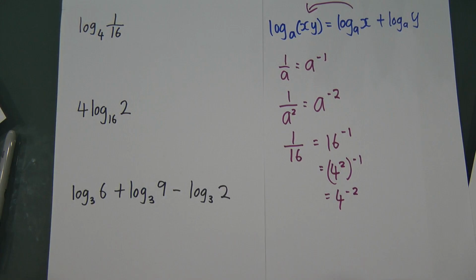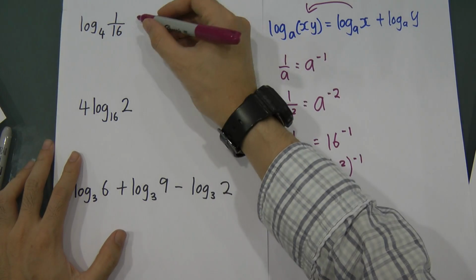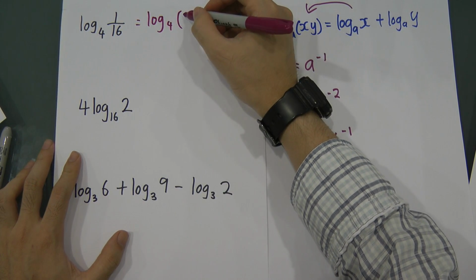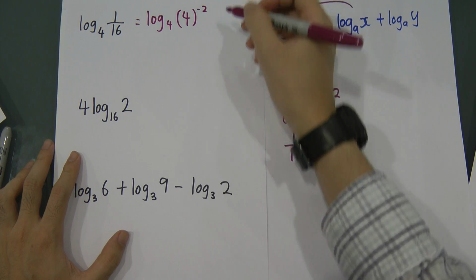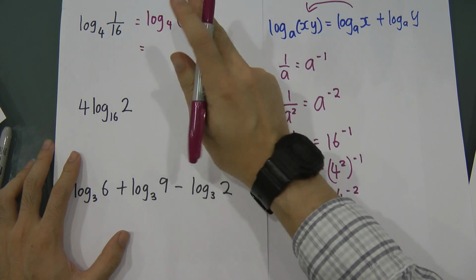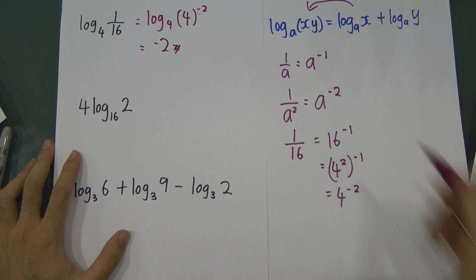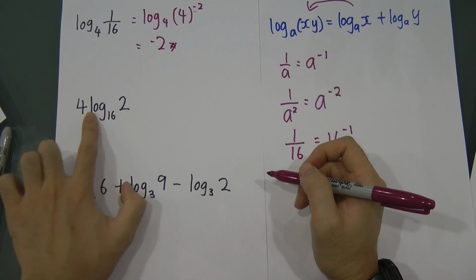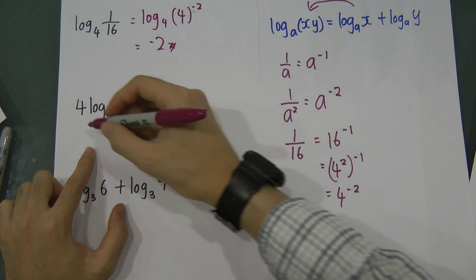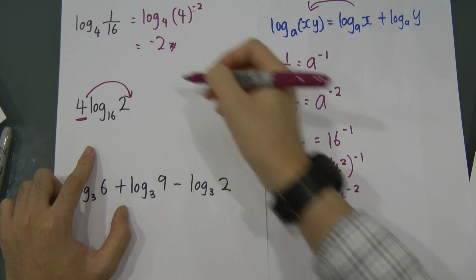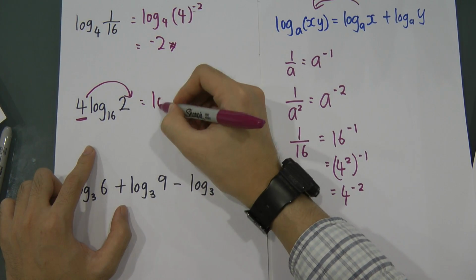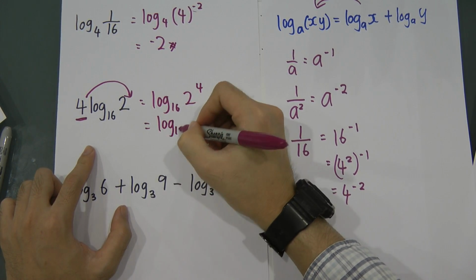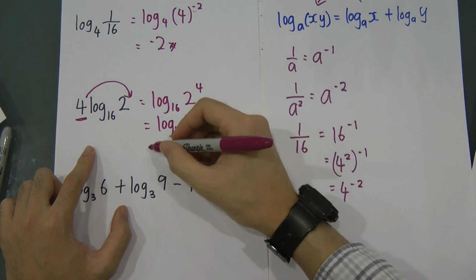This is not really hard, but you need to go through indices. So I change this one to log 4 of 1 over 16, so 1 over 16 is 4 power of negative 2. We know the negative 2 we can move in front, and log 4 of 4 becomes 1, so it's negative 2. Alright. Same thing for this one. Now it's 4 multiplied by the whole thing. So whenever we see 4 in front, the law tells us that we can move it up to become power of 4. So this one is log 16 of 2 power of 4. So 2 power of 4, you press the calculator, we know is 16. So log 16 of 16 is equal to 1.